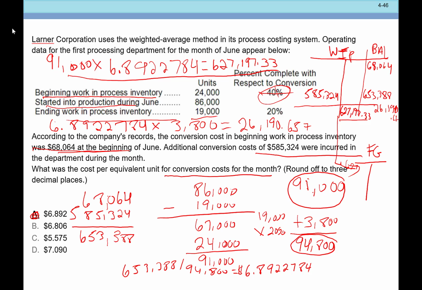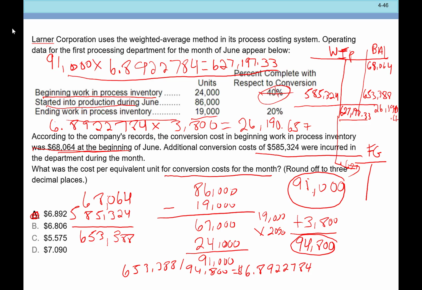And that gives me a cost per equivalent unit of 6.8922784, which rounds to 6.892. That's the answer to this question. Now you sit there and say, okay, John, why did you put all those silly numbers in there? Because I'm going to go a step further with this, and in T-account form show the journal entries for these transfers of these costs.